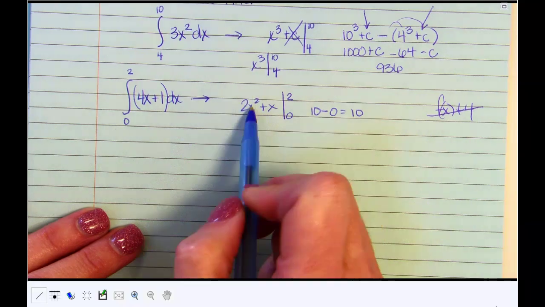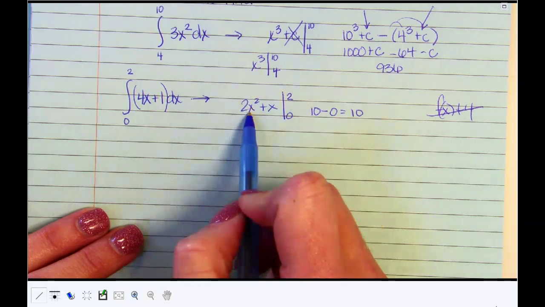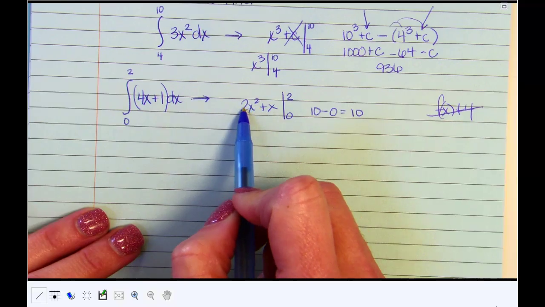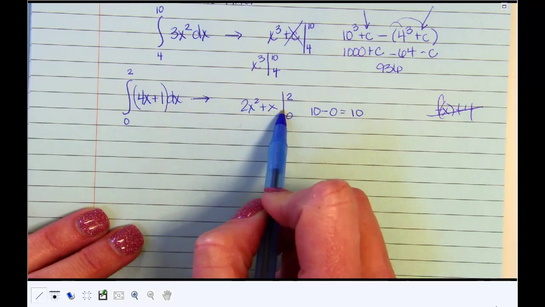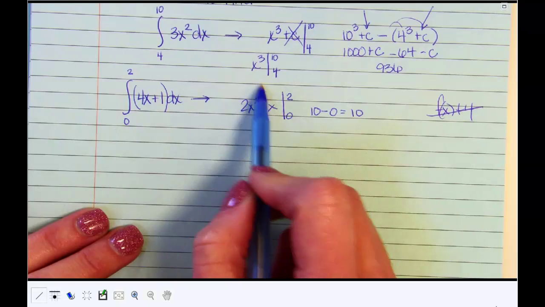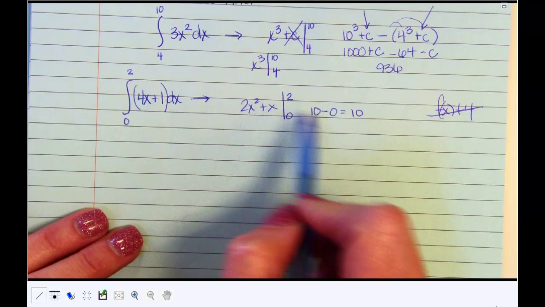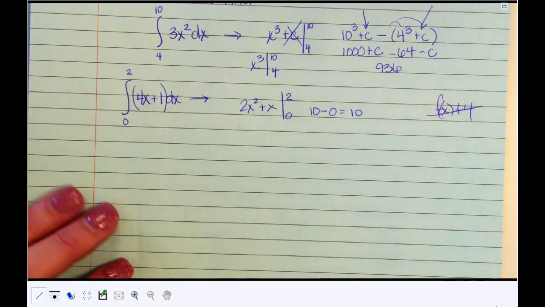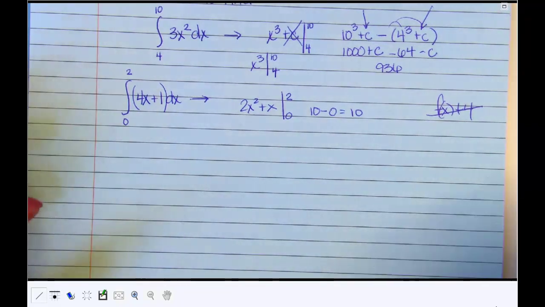Now, how do you get 10 from that? Just plug 2 in. So 2 squared is 4, times 2, plus the 2. That's the 10, because I plug 2 in for both of the x's. Then I plug 0 in for both the x's. You good? Yeah. Okay.